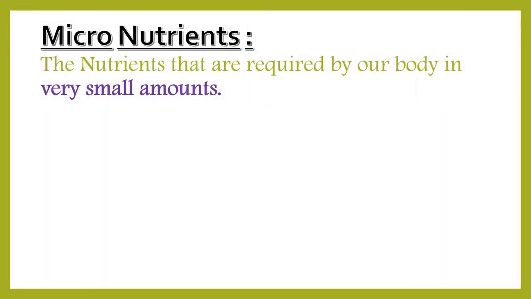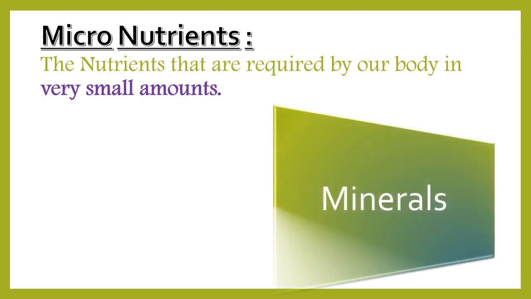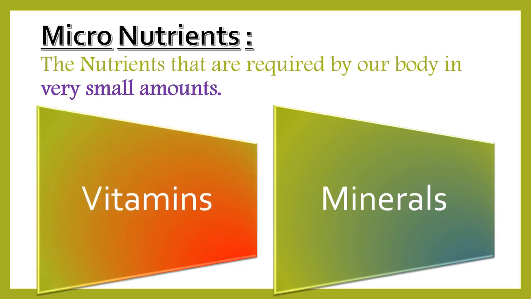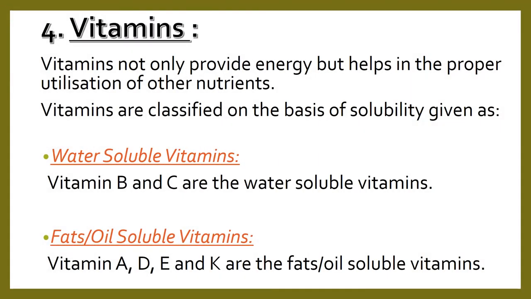The next category of nutrients is called micronutrients. These are the nutrients that are required by our body in very small amounts. They are vitamins and minerals. As we did for macronutrients, we will do the same for micronutrients. That is, we will be learning some more details about each of them.